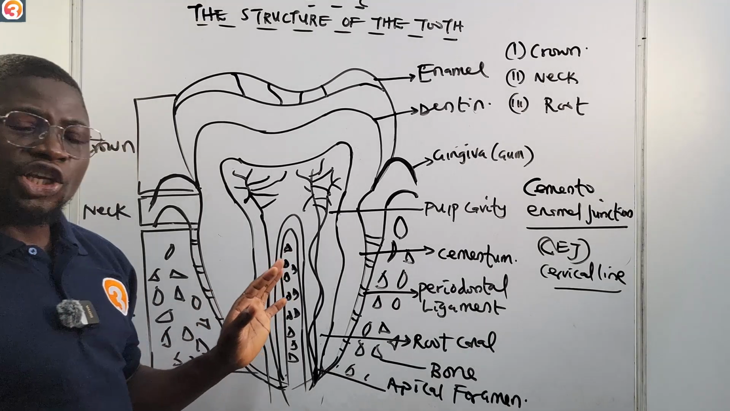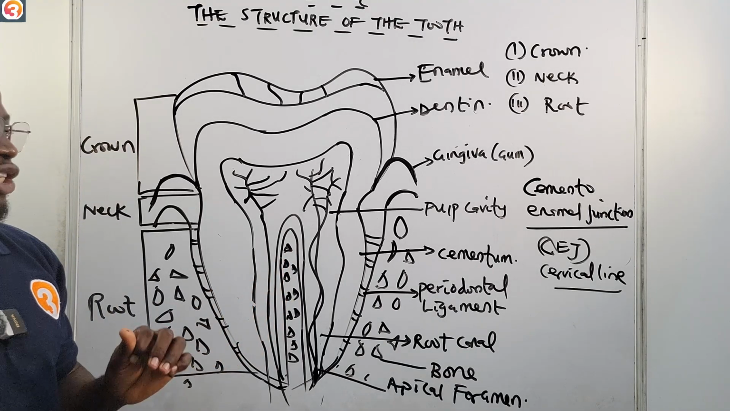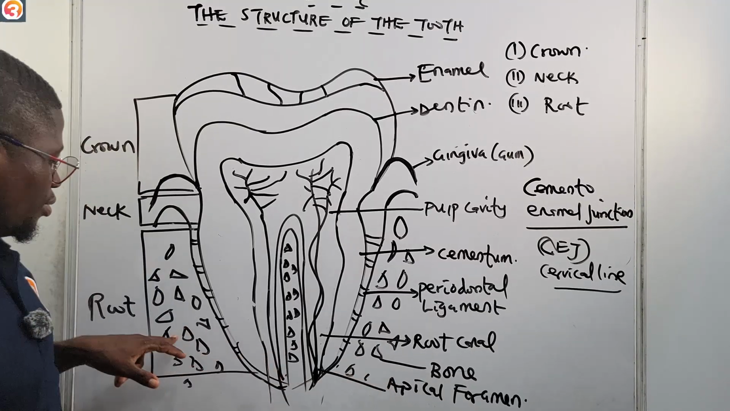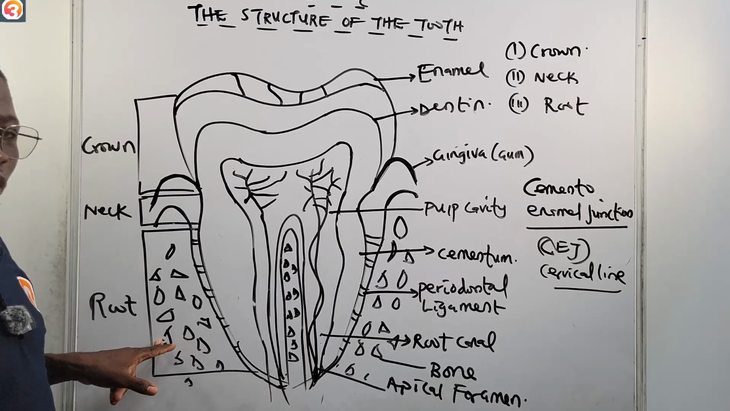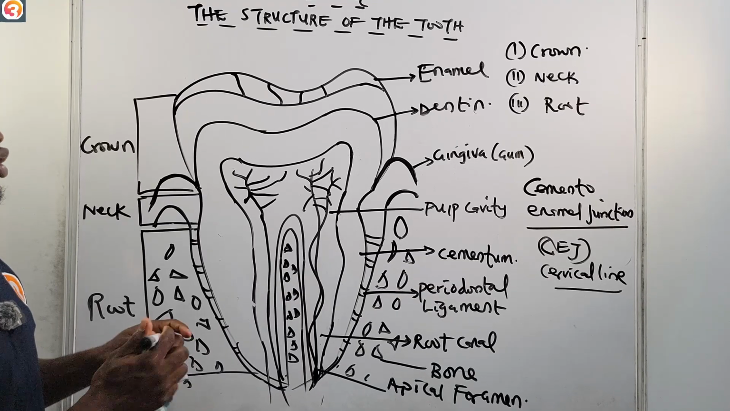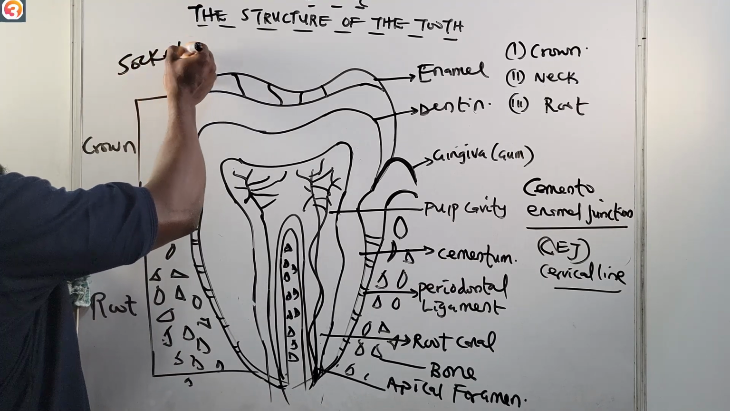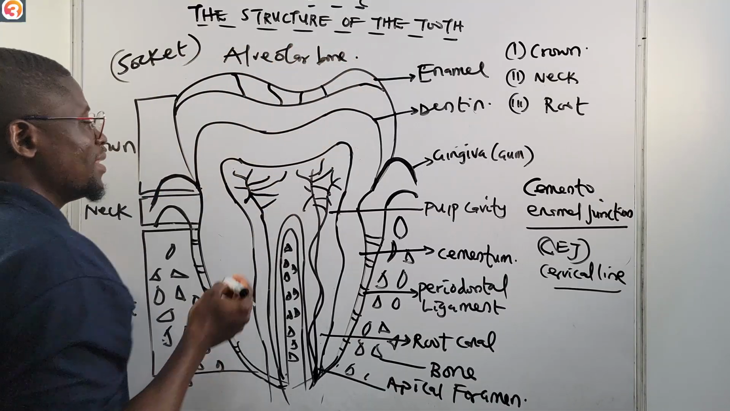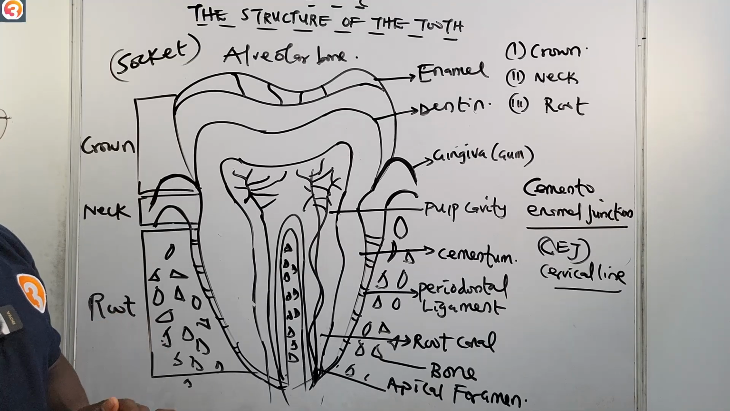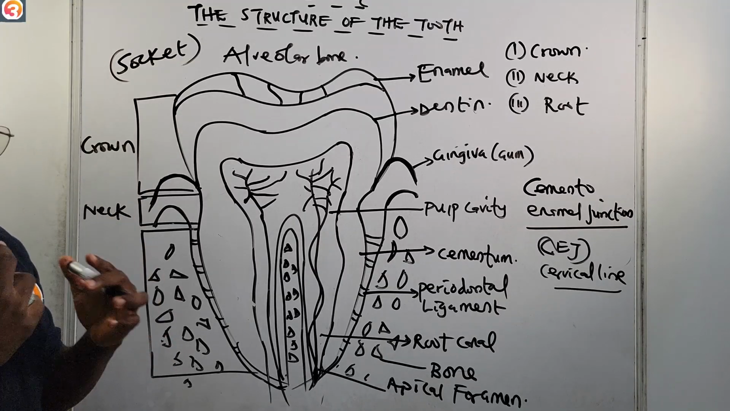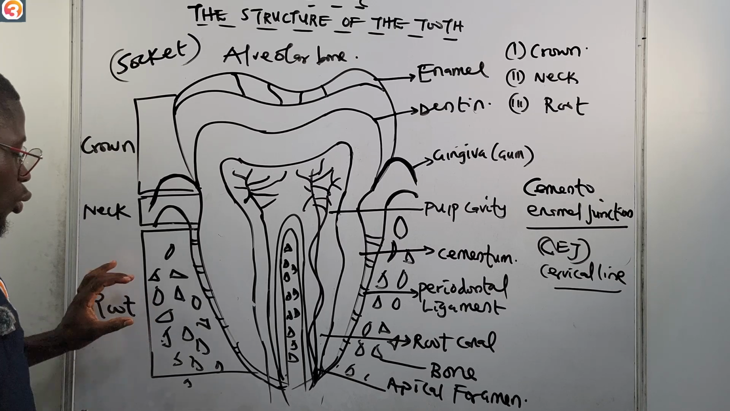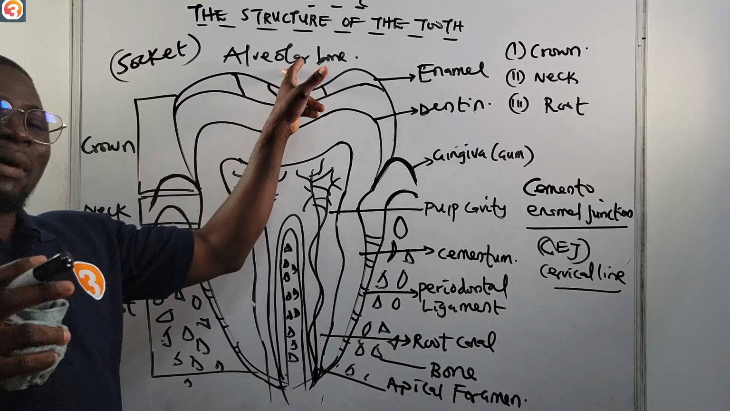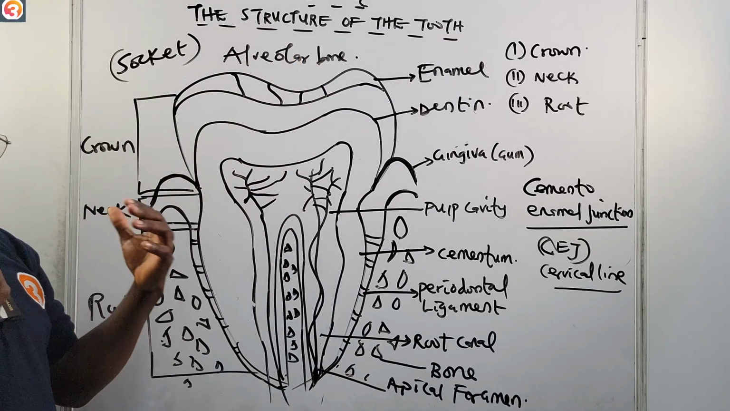The root is also secured to a socket of alveolar bone. As you can see, these are the bones. These alveolar bones are found in the mandible or the maxilla, that is the jaw bones. So the root is secured to a socket of alveolar bone in the mandible or the maxilla.